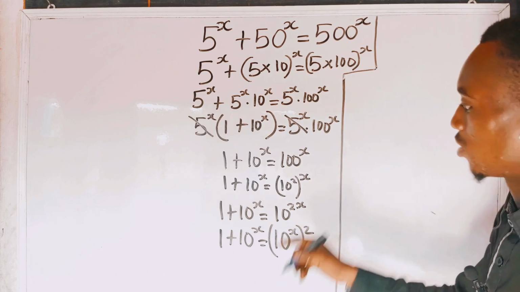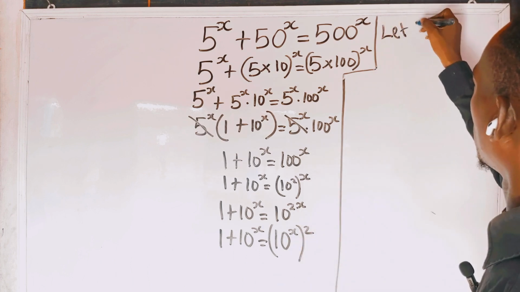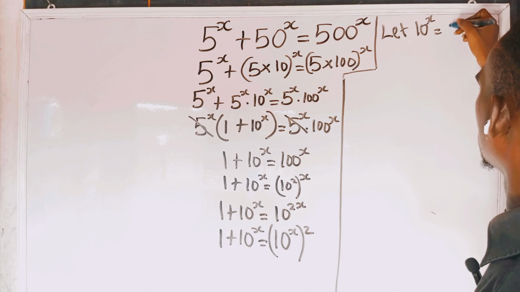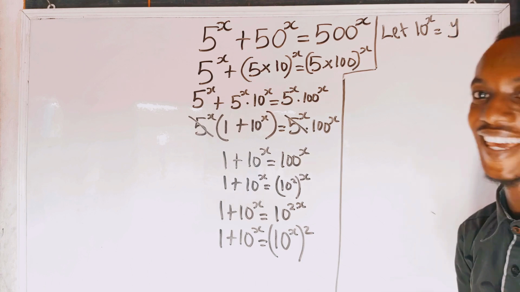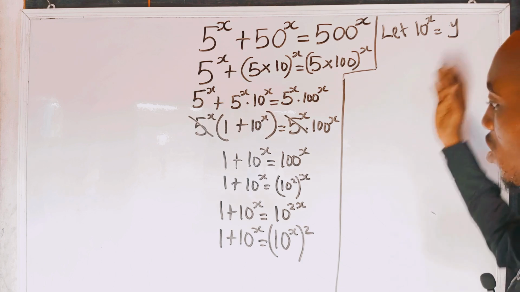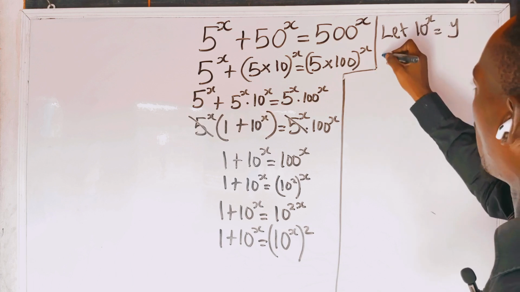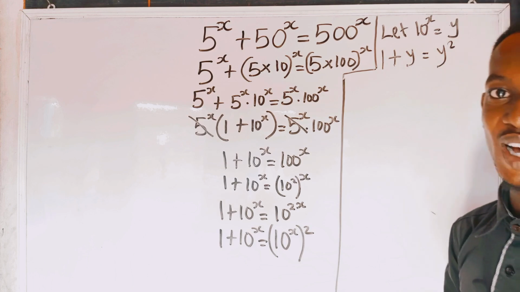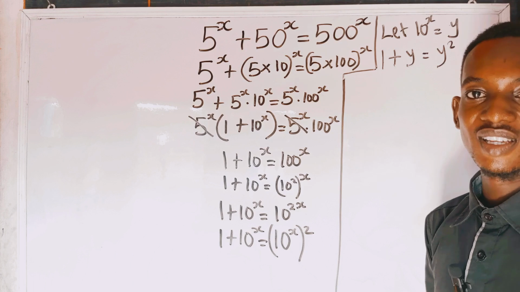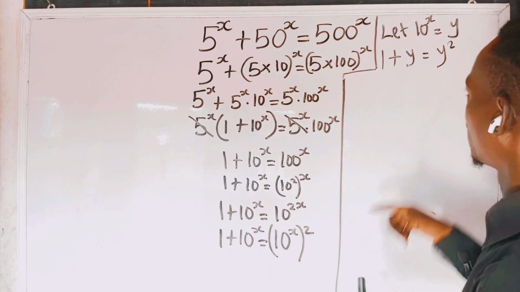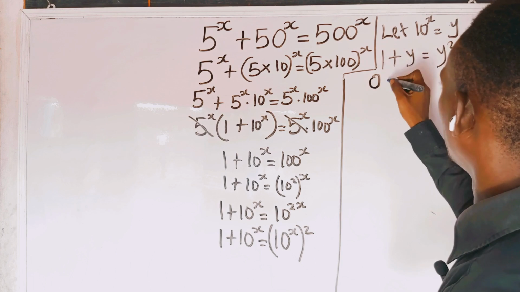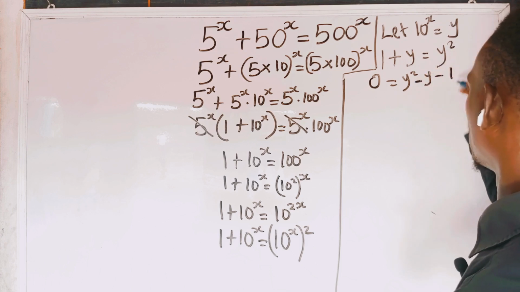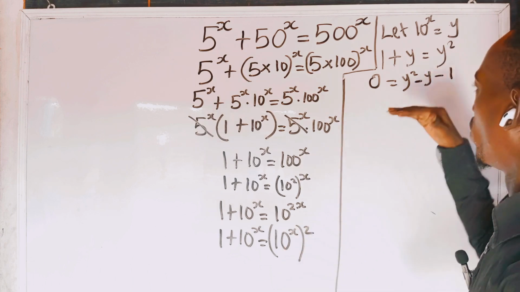Let 10 to the power of x equal, let's say, y. Let's choose y. Then 10 to the power of x all squared is y squared. So let's substitute that. Here we have 1 plus y equals y squared. Now I've gotten to a quadratic equation. So now we can rewrite this as 0 equals y squared minus y minus 1.